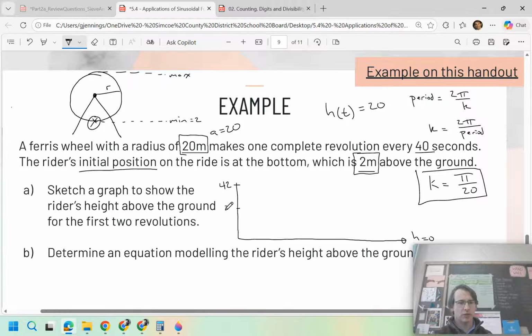Okay, so there's 42, 22, and 2. These are our significant times, right? Where we're going to hit a quarter period here. We start there. We're going to curve on cosine up to the midline. Curve on cosine up to the maximum. Curve on cosine down to the midline. And then curve on cosine down to the minimum again, and then repeat it.